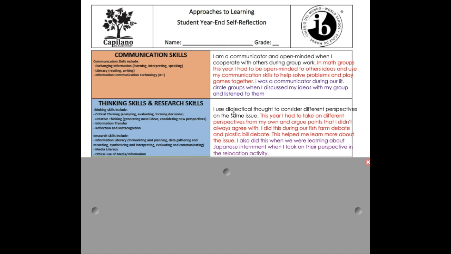I did the same thing with my thinking and research skills. I have copied that first sentence in black. I used dialectical thought to consider different perspectives on the same issue. Then I have 2 different examples. This year I had to take on different perspectives from my own and argue points I didn't always agree with. I did this during our fish farm debate and our plastic bill debate. This helped me learn more about the issue. I also did this when we were learning about Japanese internment when I took on their perspective in the relocation activity. So I've provided 2 examples in school of how I use my thinking skills or my research skills, and I included some learner profile.